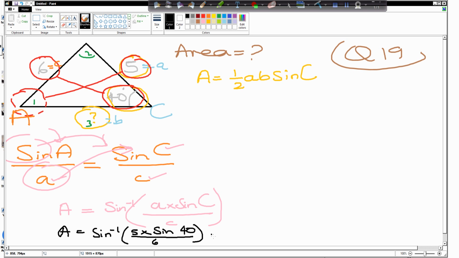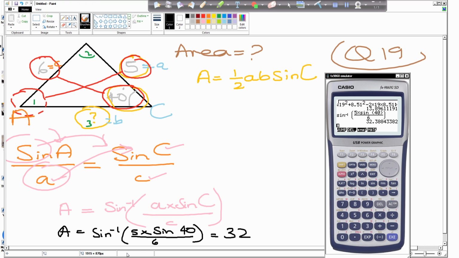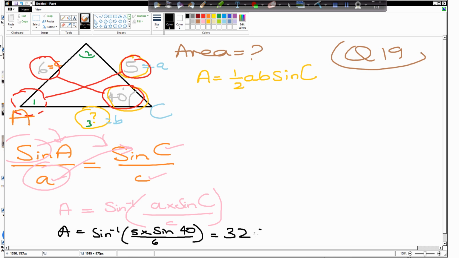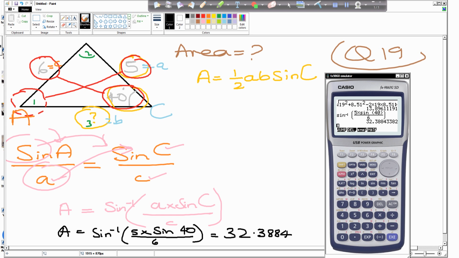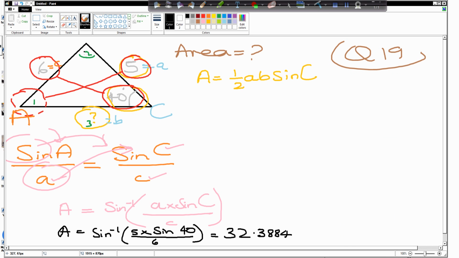So A is equal to, okay, folks, my calculator disappeared. What do you get? 32.38. 32.3884, yeah? Leave that. That's just one part of the question. We worked out this, now we can work out the angle over there. Okay, let's work out this angle here, the missing angle.